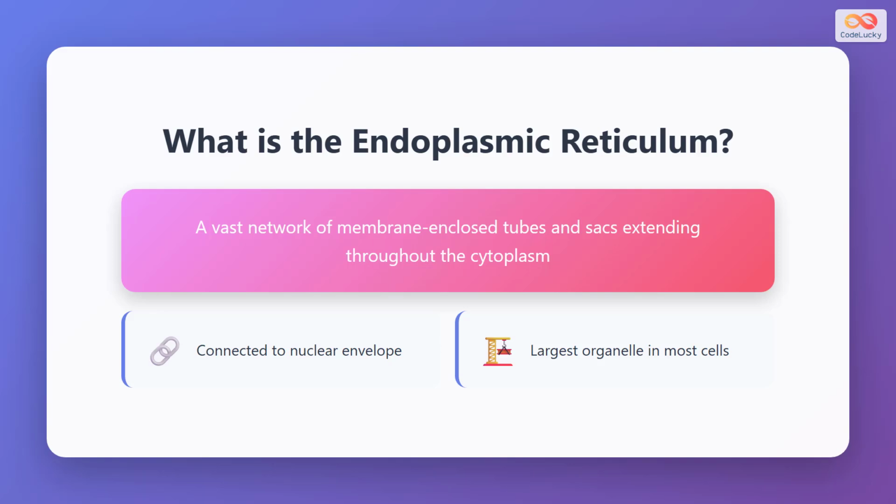The endoplasmic reticulum is a vast network of membrane-enclosed tubes and sacs that extends throughout the cytoplasm of your cells. Imagine a complex system of tunnels and chambers spreading everywhere inside the cell. This network is directly connected to the nuclear envelope, which is the membrane surrounding the nucleus. Remarkably, the endoplasmic reticulum is actually the largest organelle in most cells, taking up a significant portion of the cell's internal space. This extensive size reflects its crucial role in cellular functions.